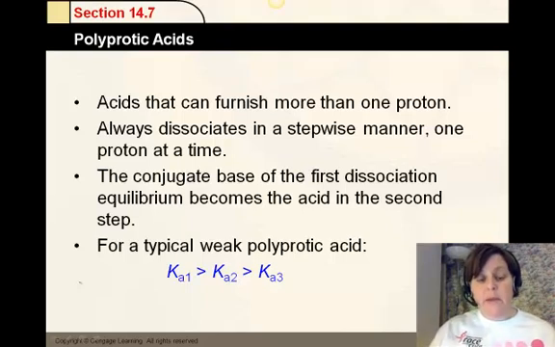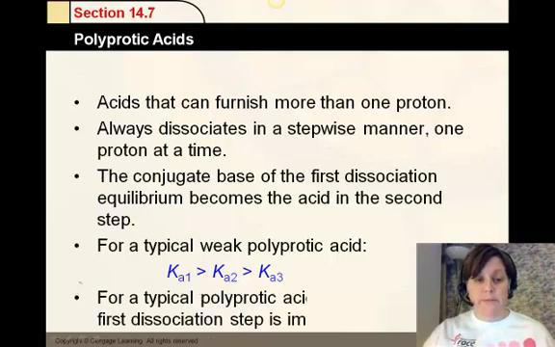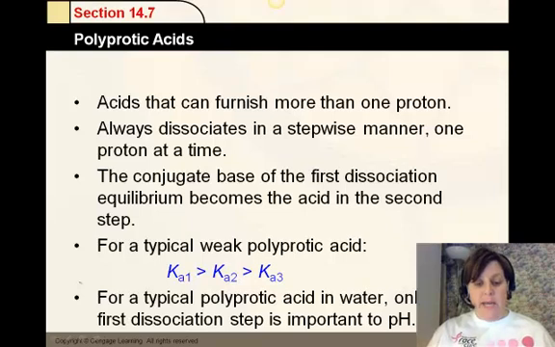So really, we don't need to worry about the second and the third because they're significantly weaker than the first. For a typical polyprotic acid in water, only the first dissociation step is important to the pH because the others, although they contribute hydrogen, contribute so little compared to the first that the 5% rule says it is insignificant.